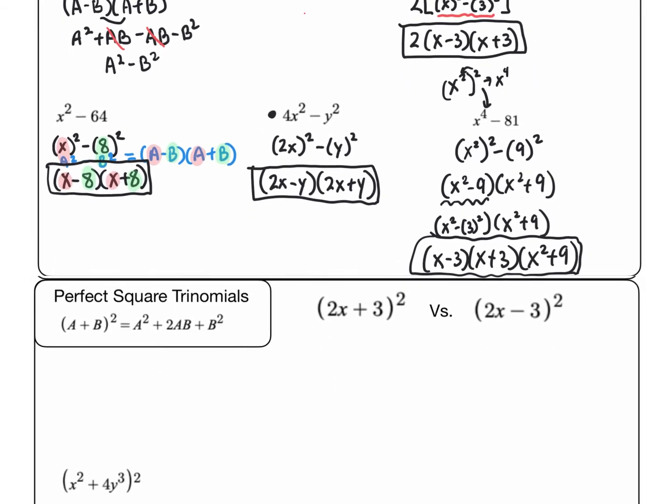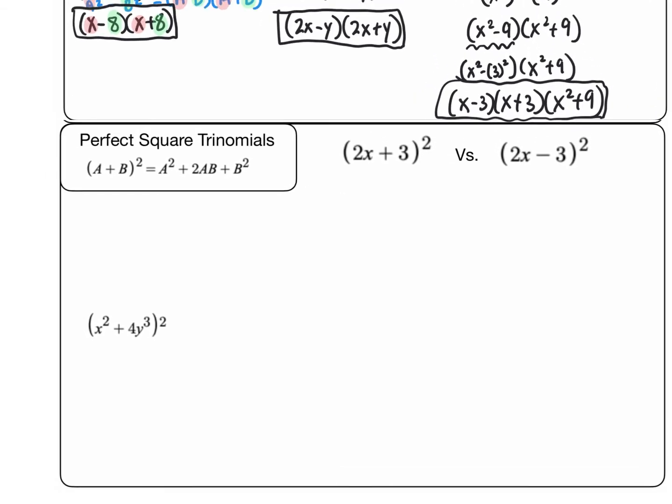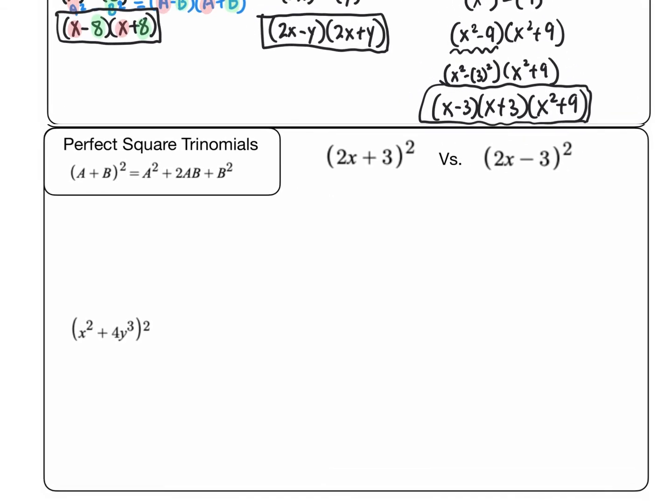And I also want to take a look at these perfect square trinomials here. Okay, and the perfect square trinomials is basically we don't go in this direction too often. We go in this direction a lot. So usually it's more like for an expansion.